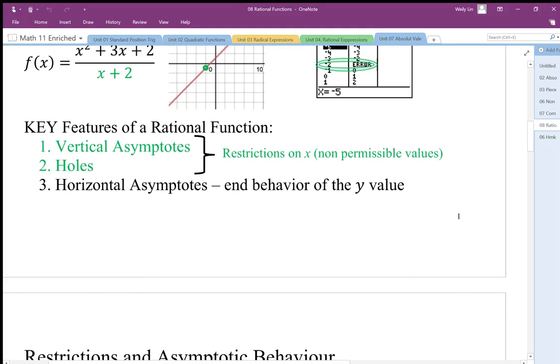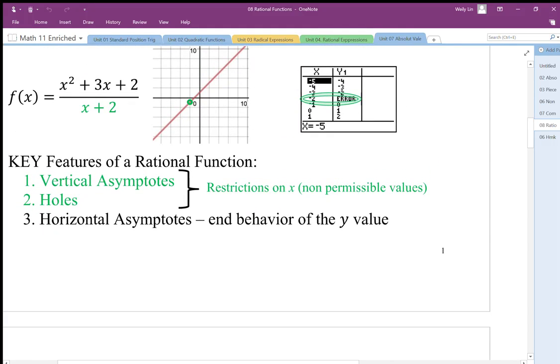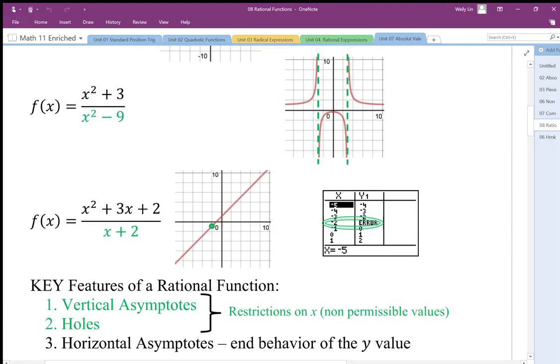There are also horizontal asymptotes, and these are what we call end behavior. It's what's happening to y as we get closer and closer to infinity. So if we take a look at these ones here, there's a horizontal asymptote here. This imaginary line that as we go out to infinity, it just gets closer and closer and closer to that value. It gets closer and closer to 0.